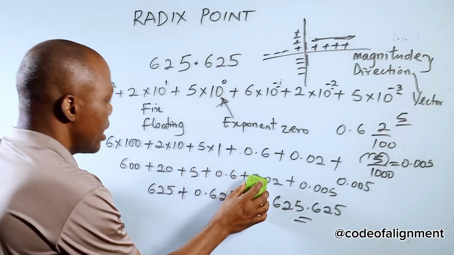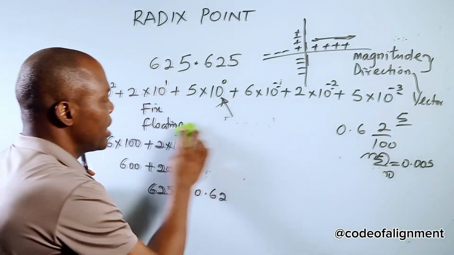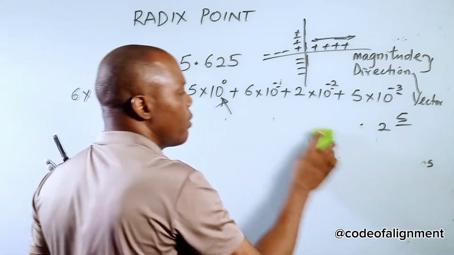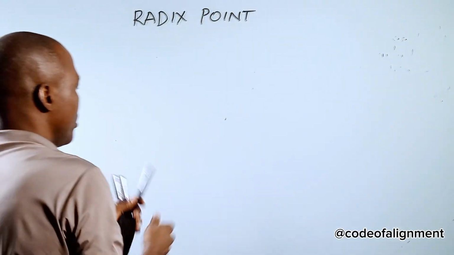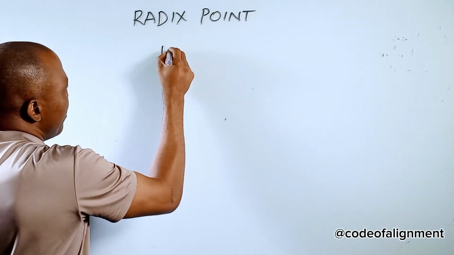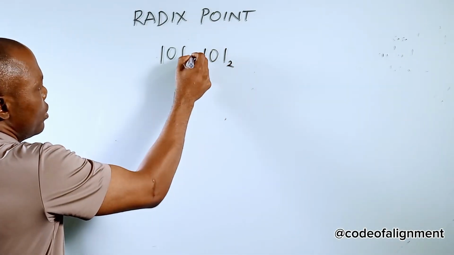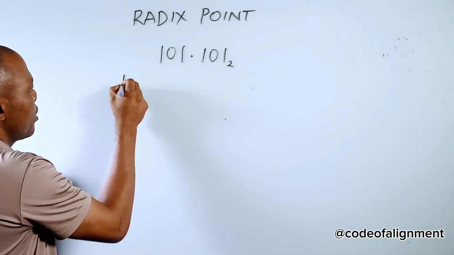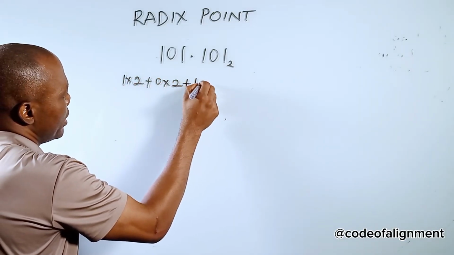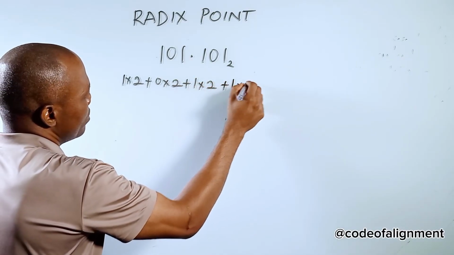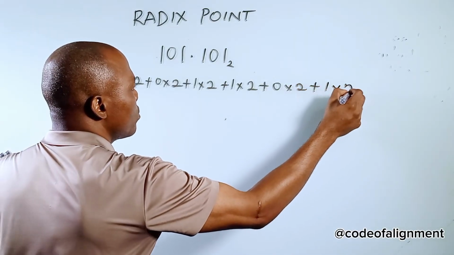So the radix point helps you to see the position of the zero exponent. Now that is for decimal. We have the same thing for binary. So let's say we have 101.101. This is base 2. So how are you going to represent this? Same thing. 1 times 2 to the power, plus 0 times 2 to the power, plus 1 times 2 to the power, plus 1 times 2 to the power, plus 0 times 2 to the power, plus 1 times 2 to the power.